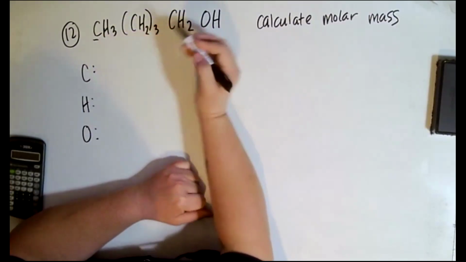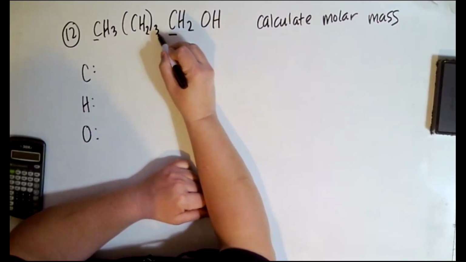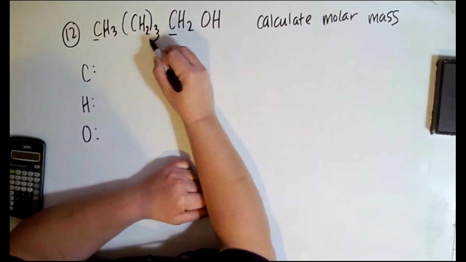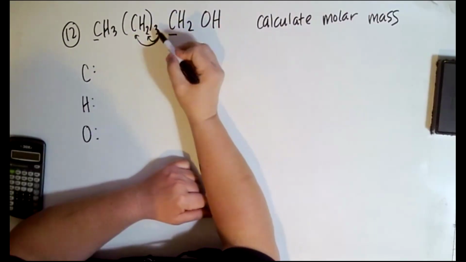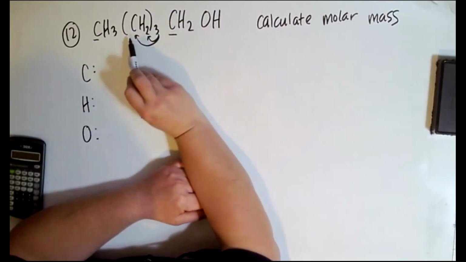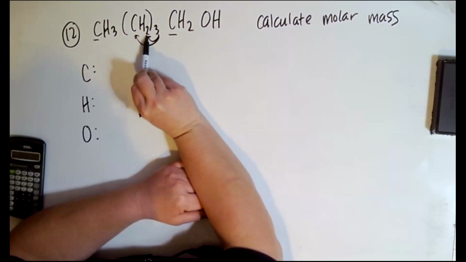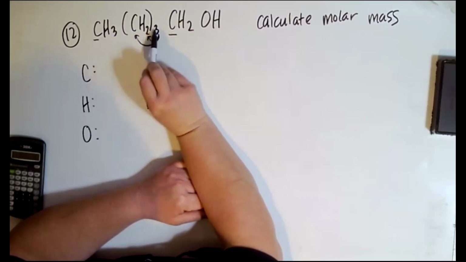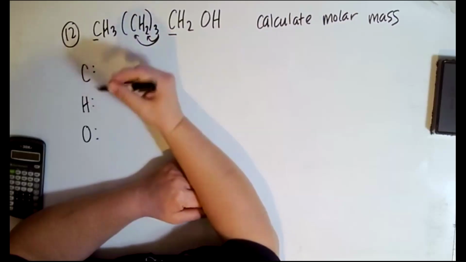We've got a carbon here, we've got a carbon here, and remember, the subscript that's outside of the parentheses applies to everything inside of those parentheses. So that's telling me that within the parentheses, I've got 3 carbons, and within the parentheses, I have 3 times 2 or 6 hydrogens. Okay. So I've got 3 carbons, 4 carbons, 5 carbons total.